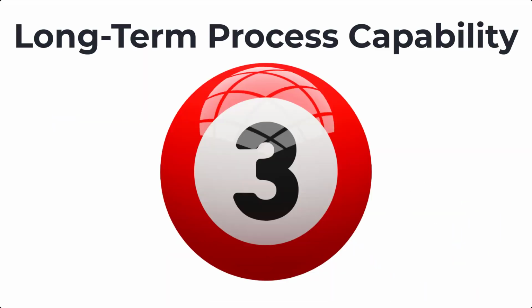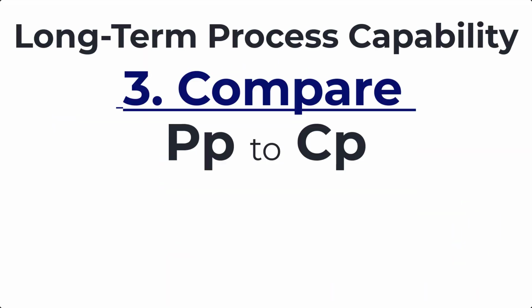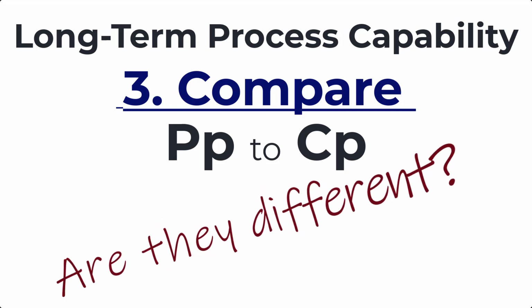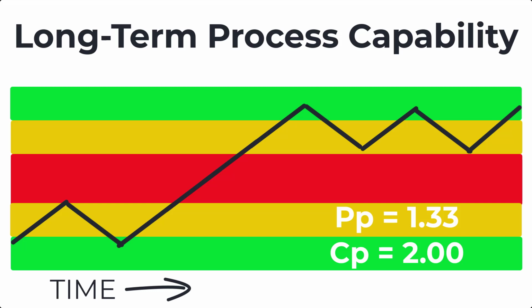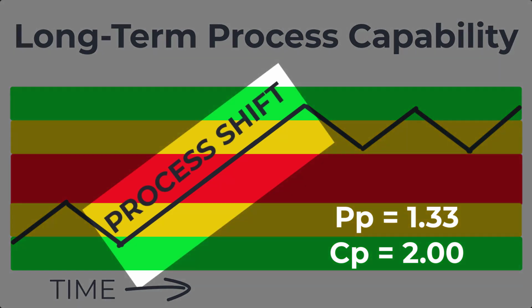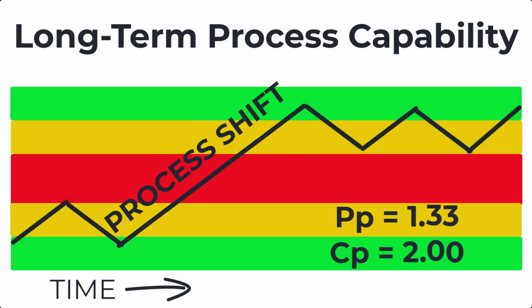Third, using the results of the long-term study, compare PP to CP. If there is a difference between these measures, then run a time series graph. And here you want to look for process shifts in your data. Maybe different operators are adjusting the process differently. Or maybe raw material lot changes are affecting your process. Whenever you see a difference between PP and CP, it means that your process is shifting. And you definitely want to get to the root cause of these process shifts.